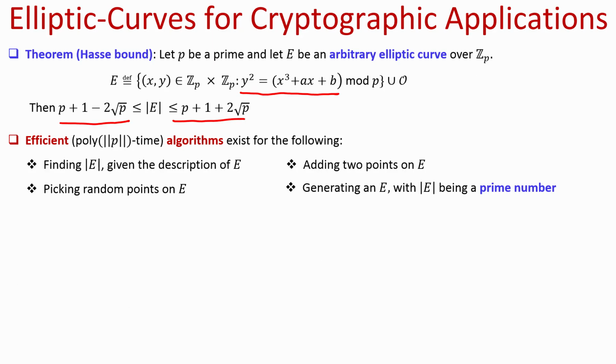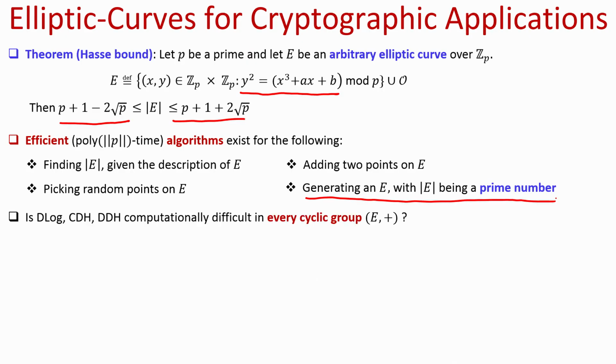And interestingly, we have polytime algorithms, polynomial in the number of bits needed to represent a prime P, which can give you the cardinality of the elliptic curve. We also have polytime algorithms for picking random points from the curve, and for adding 2 points, and we also know how to generate an elliptic curve where the size of the elliptic curve is a prime number.